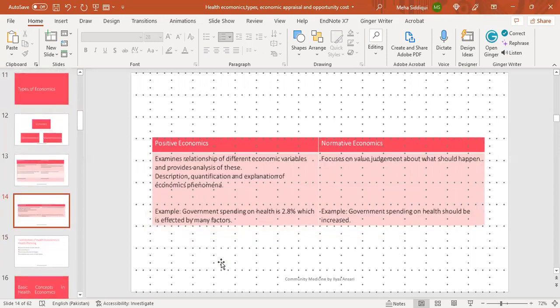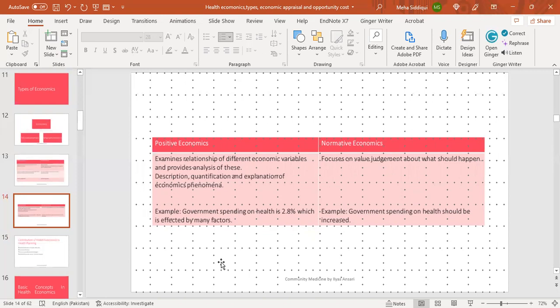Economics can also be divided into positive economics and normative economics. Positive economics examines the relationship of different economic variables and provides analysis of these. It includes description, quantification, and explanation of economic phenomena. An example of this is that government spending on health is 2.8%, which is affected by many factors.